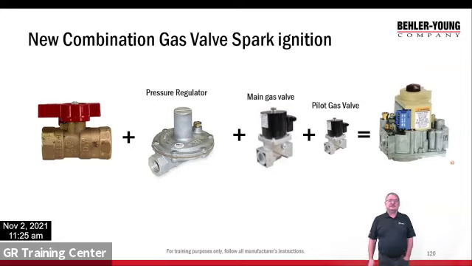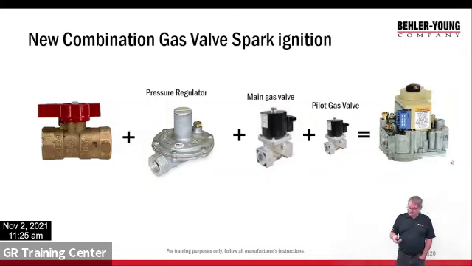So that helped. So now we have what's called the redundant gas valve. It's kind of similar to the combination, but remember that we don't have a pilot safety in it anymore. So we have a shutoff. We have a pressure regulator. We have a main valve. We have a pilot valve. Okay, they're both electric.